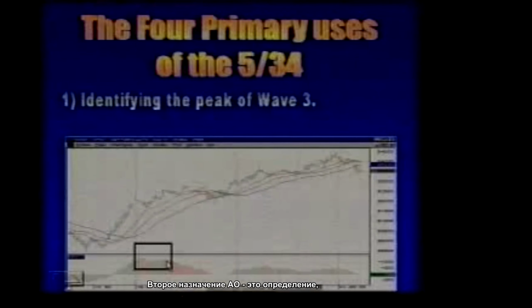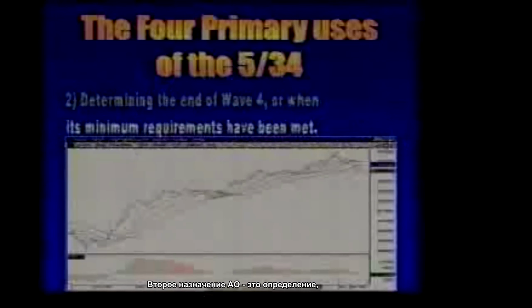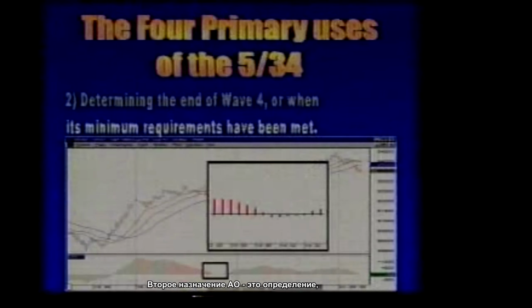A second primary use of the 534 is determining the end of wave 4, actually when the minimum requirements for wave 4 have been met. Now, what I've done is enlarge this so that you can see that this wave 4 here, the oscillator just barely goes below 0.0. That's okay. In the last several years, the last 5 or 6 years, our staff has looked at literally tens of thousands of charts. And counting the Elliott wave, we have only found 2 errors in this.